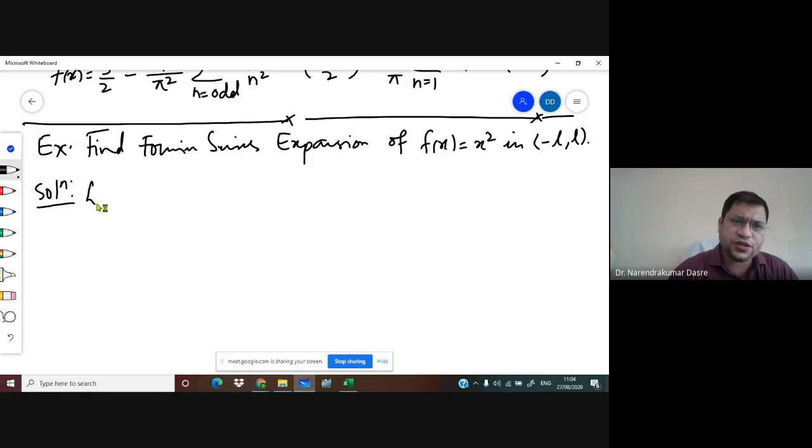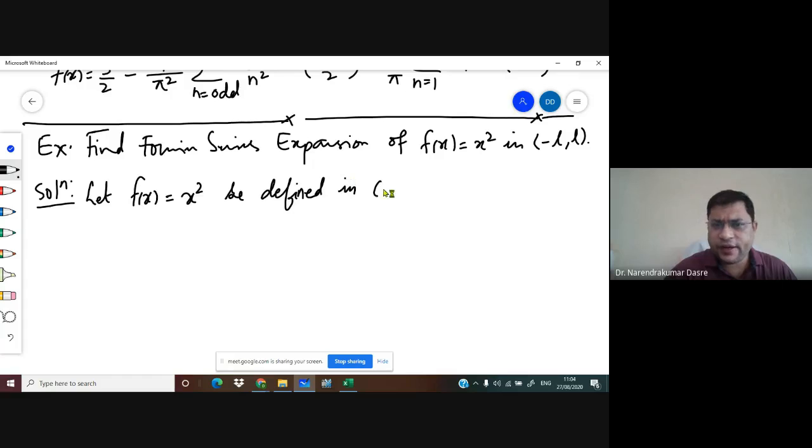So we got the solution. Let f of x is equal to x square be defined in minus L to L. So here the length is 2L and L is same as L. So we don't have any problem. It is already in the standard interval minus L to L. So here we don't have to find the L. Okay. And now identify whether this function is an even function or odd function.